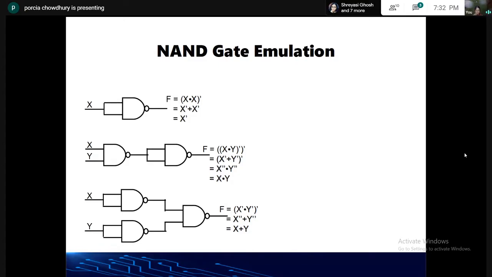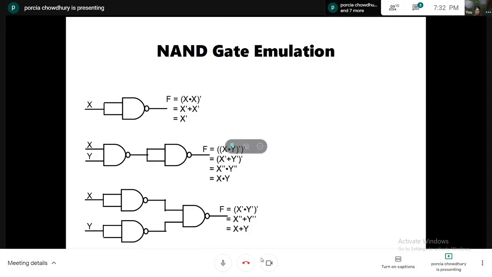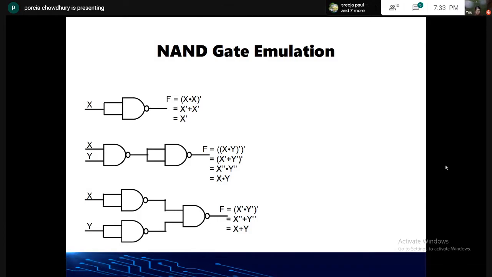Ma'am, I had a question. Where do we use these universal gates? Like, what is the real life application of these universal gates? Yeah, so suppose we have a Boolean function, or any function, and we have to use only one gate. In that case, the NAND gate is the thing.